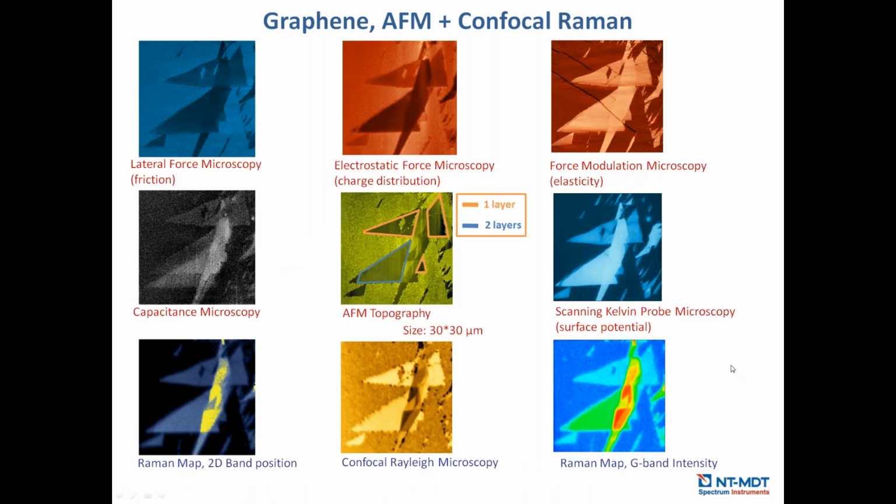And here, by switching different tips, we can also find, in addition, the surface potential of the same flake, also capacitance and local elasticity of the flake. And a 2D band position map can also be calculated after the full spectrum was acquired.